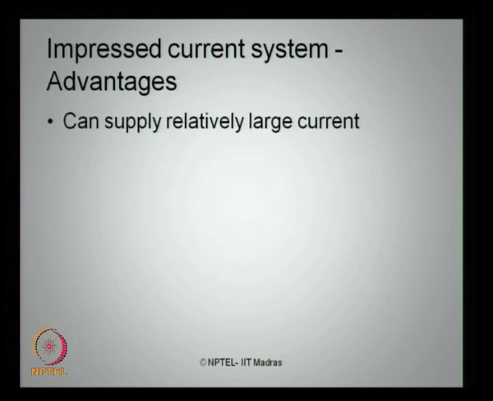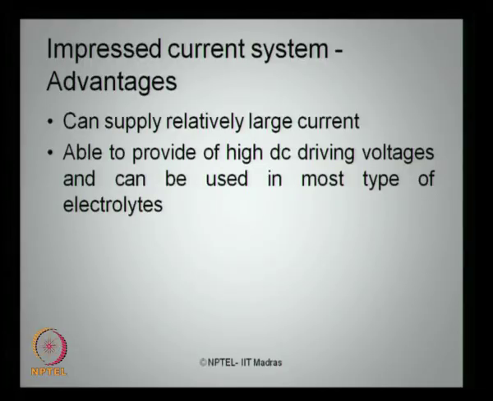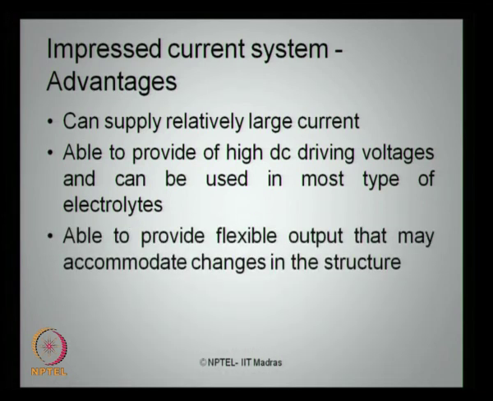Alternatively, if we talk about impressed current systems, they have certain merits as listed below. They can supply a relatively larger current. Therefore, effective monitoring of the control mechanism is highly feasible if you use the impressed current mechanism. It is able to provide high DC driving voltages and can be used in most types of electrolytes. It is able to provide flexible output, therefore it may accommodate changes in the structural members.